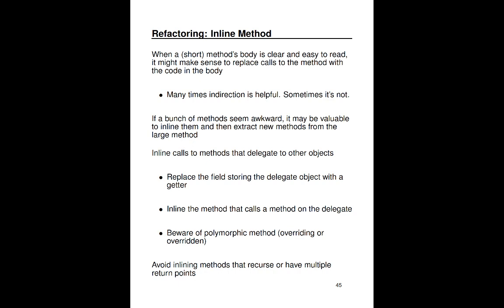Now, if you find yourself looking at a method that recurses, that calls itself, or maybe has multiple return points, this is likely too complex to warrant a simple inlining. And so maybe that's when you back off. And you say, well, even though it's pretty simple to understand, there's enough complexity there that it's not worth trying to inline that into its callers.